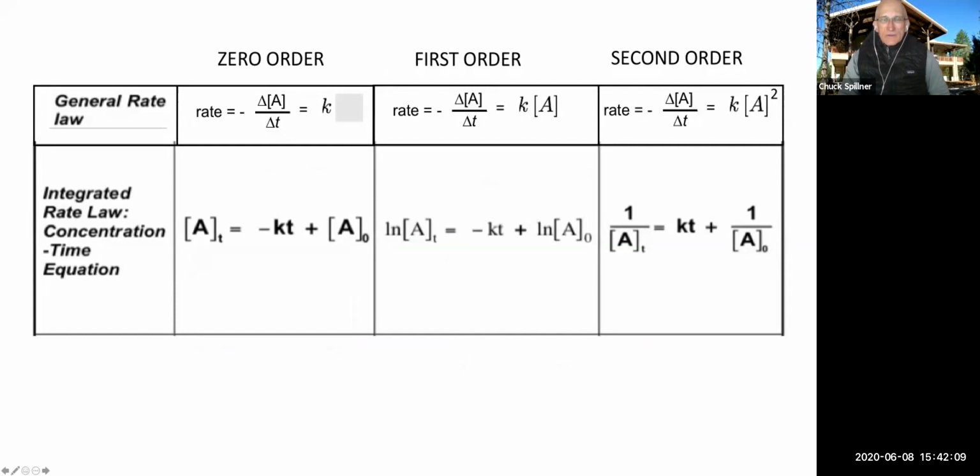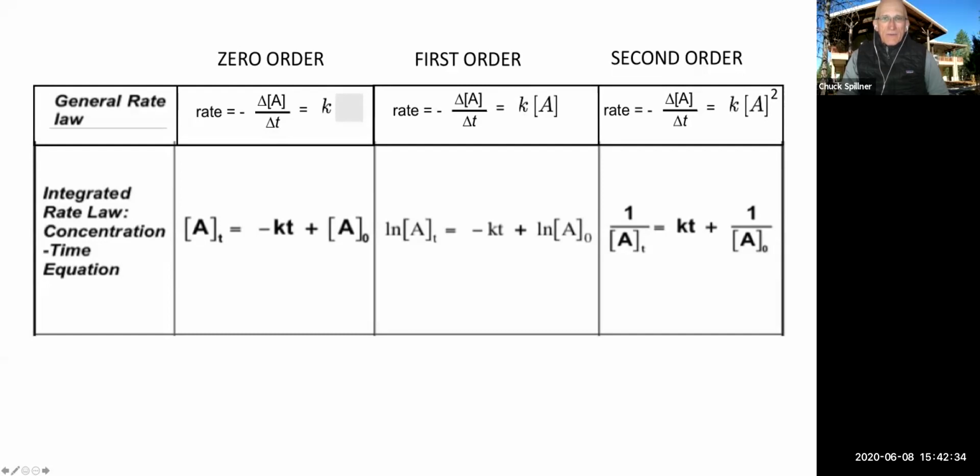For first order, as we saw just a couple slides ago, the change in A over the change in time equals the rate constant times the concentration of A to the 1. And for a second order, we have the change in A over the change in time equal to the rate constant times A squared. So that makes it a second order. So here are the three general rate laws.